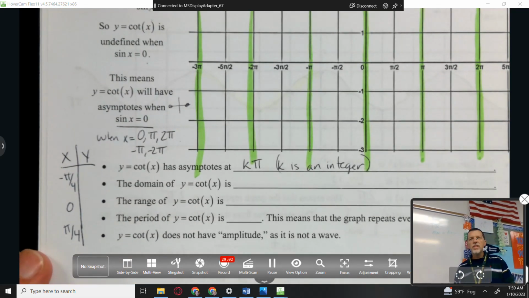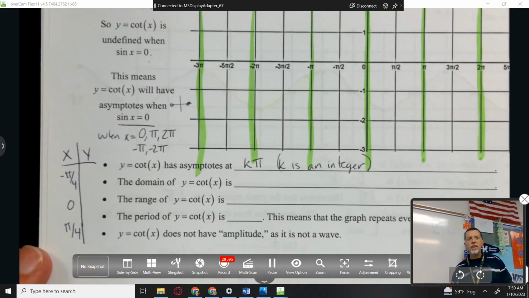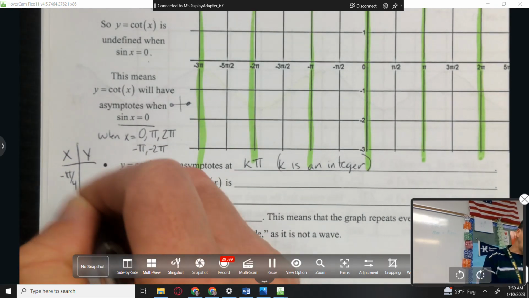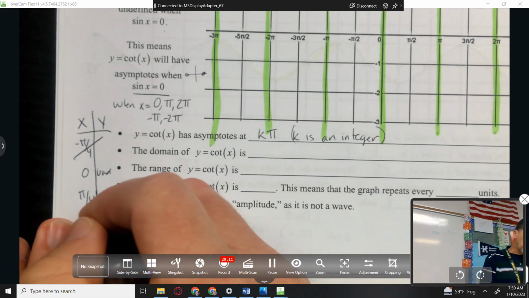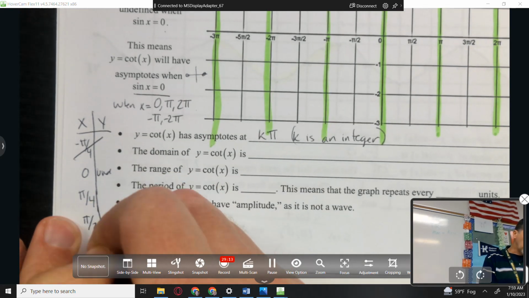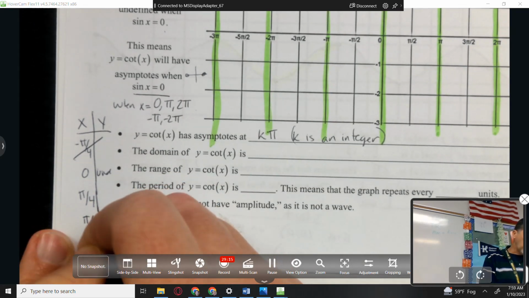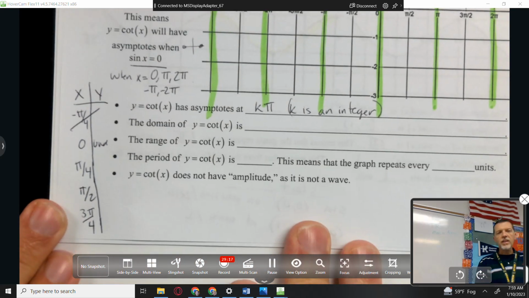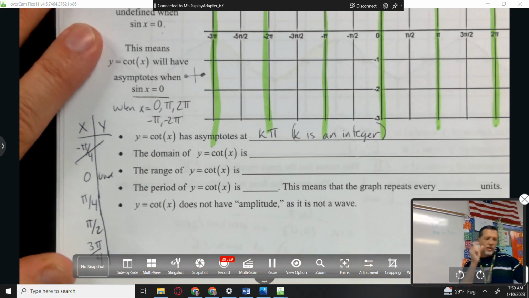Cotangent, whoops. That's going to be a rough table of values. I should have looked at my picture first. 0 is undefined, so I don't want that. Let's go pi over 4, pi over 2, and 3 pi over 4. That would give me a set of values in between 2 of my asymptotes.